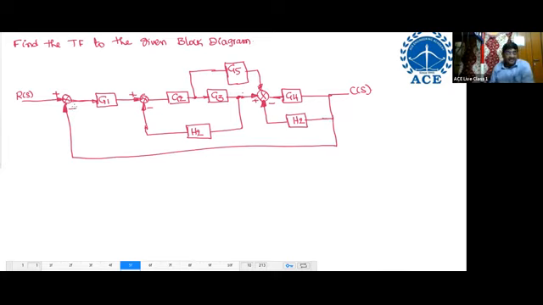Come on, find the transfer function. Find the transfer function. Do it, all of you. Come on, do it.